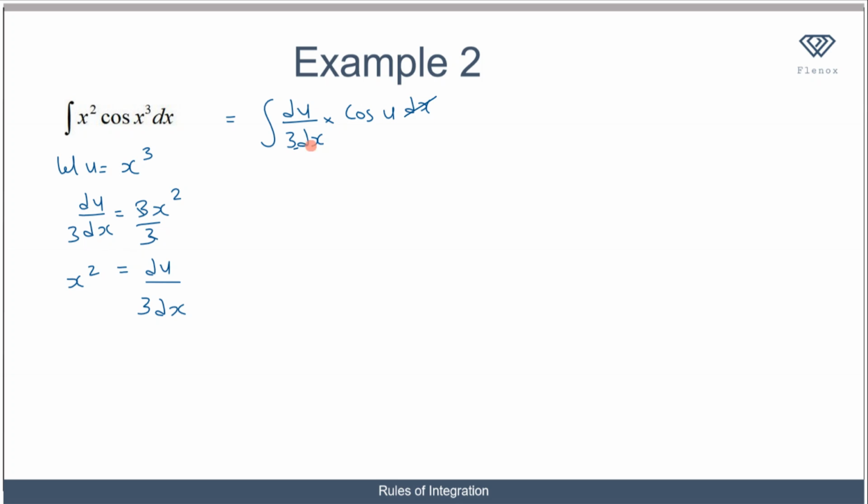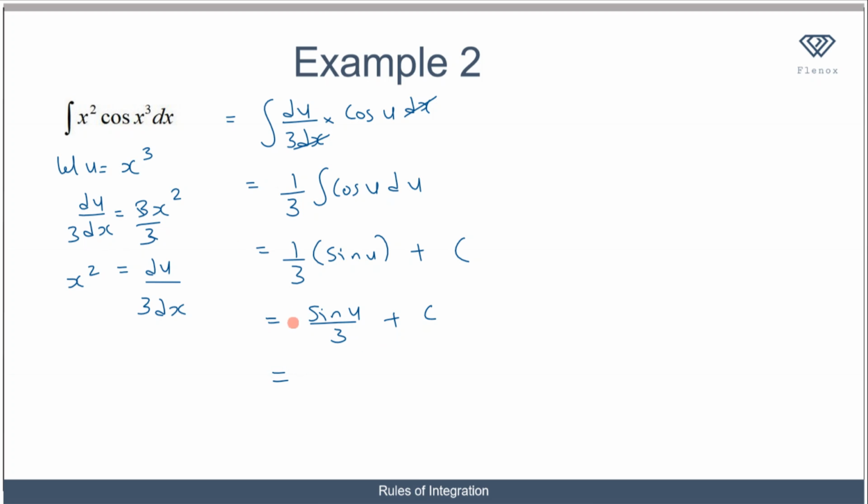Now the x cancels the x, I can bring out my 1 over 3. So it's the same thing as having 1 over 3 times the integral of cos u du. Now that becomes 1 over 3, and when I integrate cos u, what do I get? I get sin u, then plus my constant of integration. So that becomes sin u over 3 plus c, and I know that my u is what? x cubed. So this becomes sin x cubed over 3 plus my constant of integration.